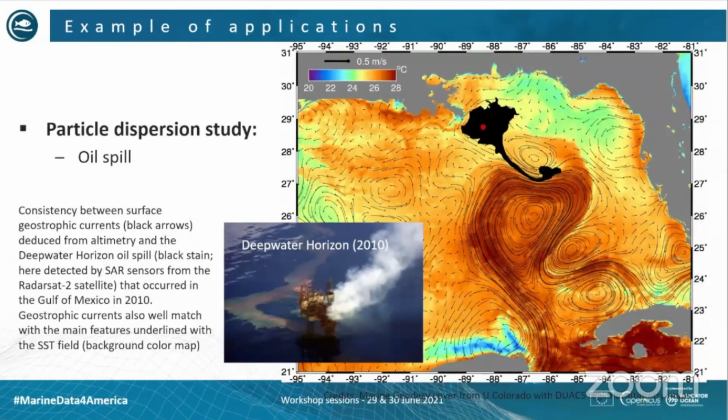A few examples of applications. You've got this figure, which was made by our American colleagues from our data, showing in black the Deepwater Horizon oil spill, and in color it's ocean color, it's sea surface temperature, and the arrows are the ocean currents computed from altimetry. So you see all are comparing very well, and you can use those surface geostrophic currents to have a better idea of dispersal or drift in the ocean.